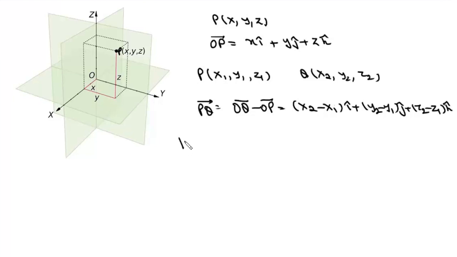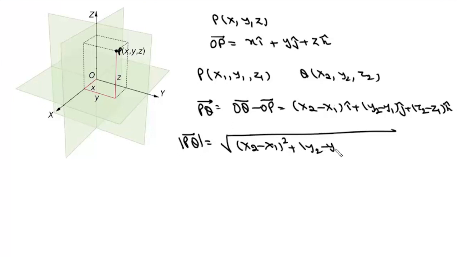Now we find the magnitude of PQ. The magnitude of PQ will be simply the square root of (x2 minus x1) whole square plus (y2 minus y1) whole square plus (z2 minus z1) whole square. Now this PQ is nothing but the distance between points P and Q. So in 3D geometry, we have this distance formula.